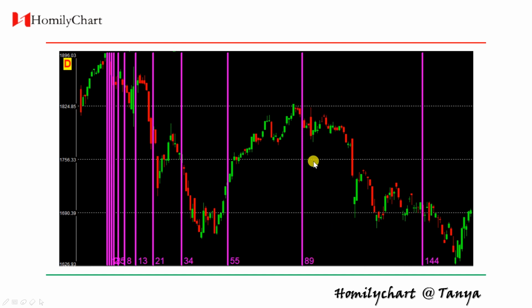For example, this line is 89, the 89th candle from the highest point to here. We find the trend reverse from uptrend to downtrend, and this number is also a Fibonacci number 144. At this day, the trend is also turned from sideways to downtrend, so this day is also important. So we can use Fibonacci sequence to forecast the market.